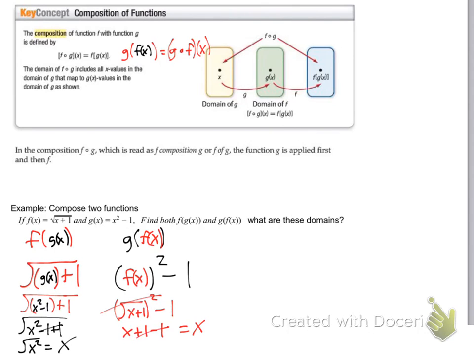Now, on these ones, the domains are kind of tricky. Because if everybody looks at the square root of x plus 1, can everybody agree that x has to be greater than or equal to 1? And the other one, x is all real, because it's quadratic. They're all real. If I'm putting them together, doesn't it kind of seem that the combined efforts of this would just say, hey, only when x is greater than or equal to 1?